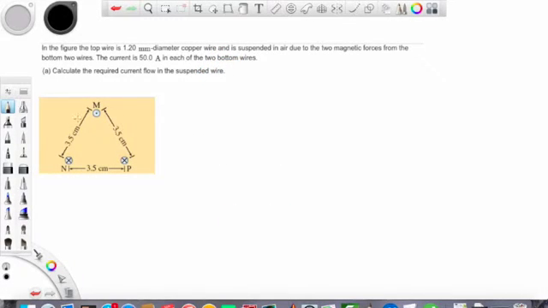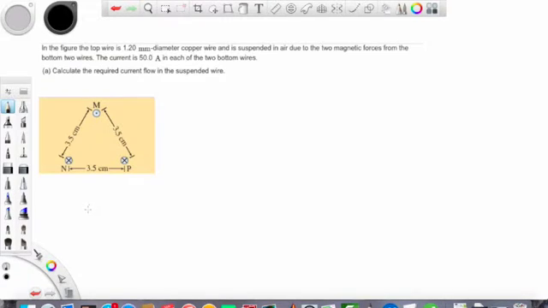Here we see a configuration of 3 wires. Because the current in the bottom ones is in the opposite direction from that on the top, the one on the top is being repelled by the 2 in such a way that the repulsive force exactly cancels the gravity. And our task is to calculate what is the requirement for the current here on the top in that case.